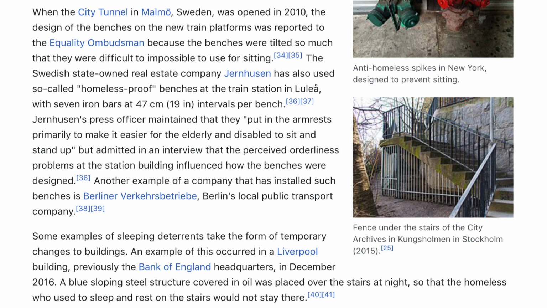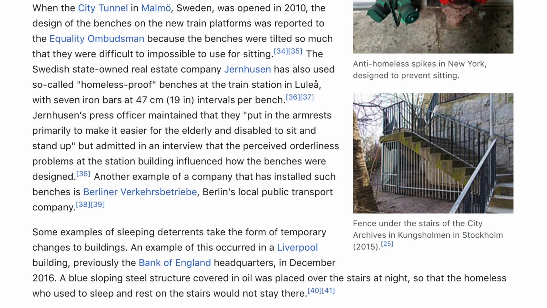Some examples of sleeping deterrents take the form of temporary changes to buildings. An example of this occurred in a Liverpool building, previously the Bank of England headquarters, in December 2016. A blue sloping steel structure covered in oil was placed over the stairs at night so that the homeless who used to sleep and rest on the stairs would not stay there.